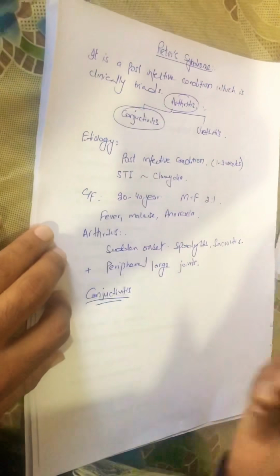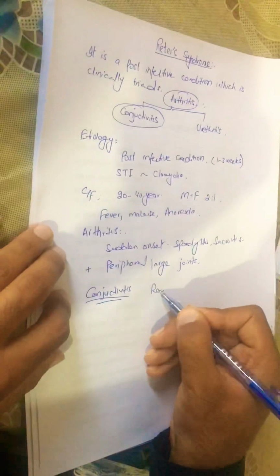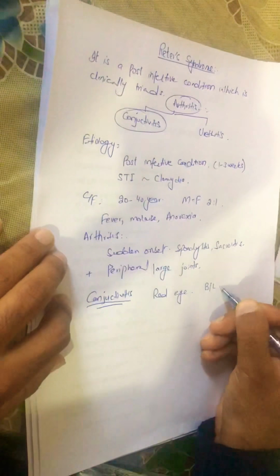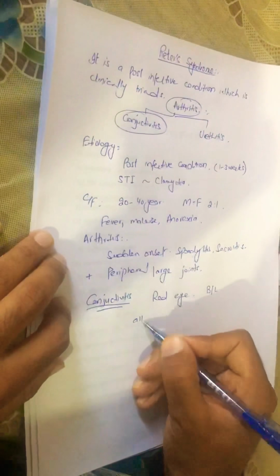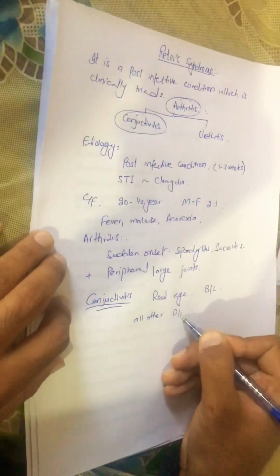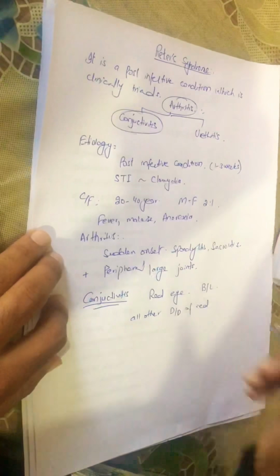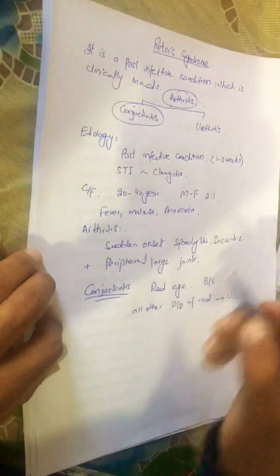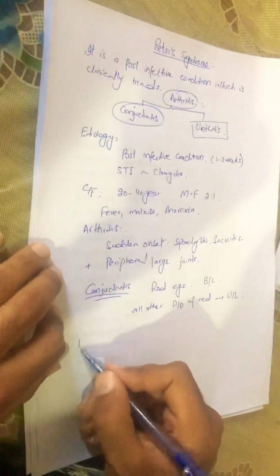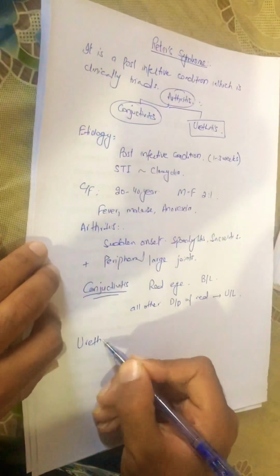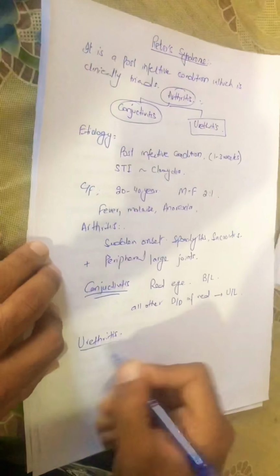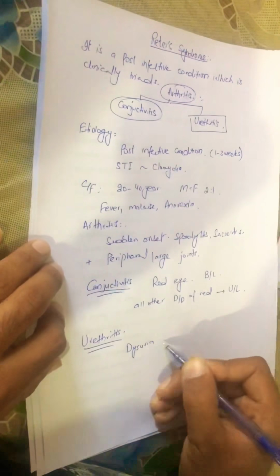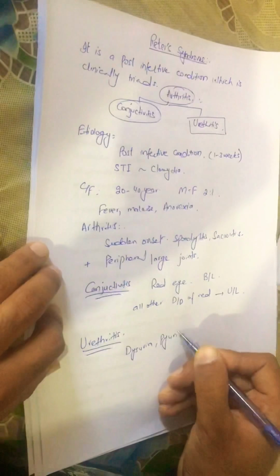In conjunctivitis, really red eyes, and one thing we should note about that is that it is bilateral. In all other causes of red eyes, they are unilateral. Okay, the next and the last thing is urethritis. In urethritis we can find symptoms like dysuria, pyuria.